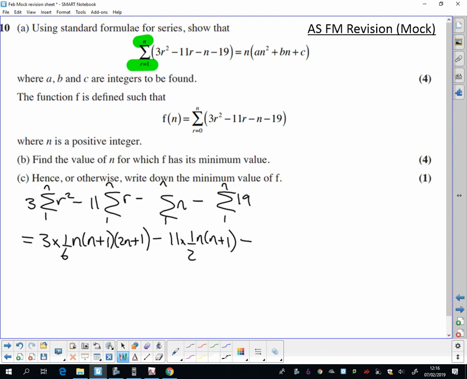Okay, now I'm just going to add up n times. That's going to be n times n. Lots of n, and then I'm going to add up 19 n times, so that's going to be 19n. Do a bit of simplifying.